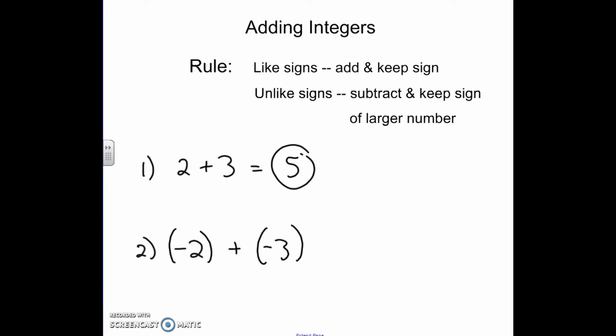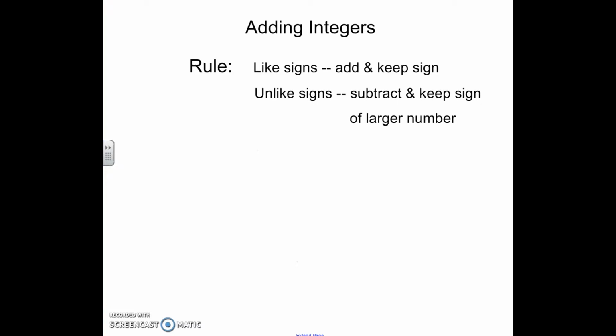So we're going to add these numbers, and we're going to keep the sign that they have, and they're both negative. So negative 2 plus negative 3 is a negative 5. That's how we do like signs. Now, unlike signs, that's if one's positive and one's negative. We're going to subtract the numbers and keep the sign of the larger number. So let's erase this right here and look at a couple of those.